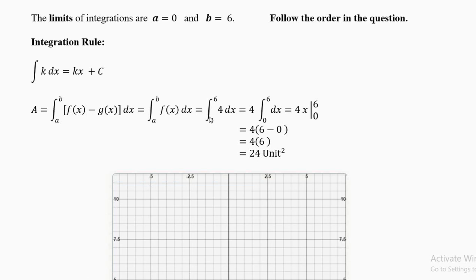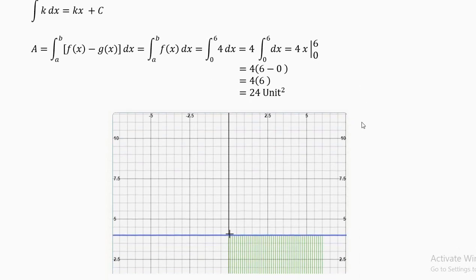You have integration 0 to 6, 4 dx. The 4 comes out, you have 0 to 6, 1 dx, which is 4x going from 0 to 6, 4 bracket 6 minus 0, 4 into 6 is 24. So your area is 24 unit squares.